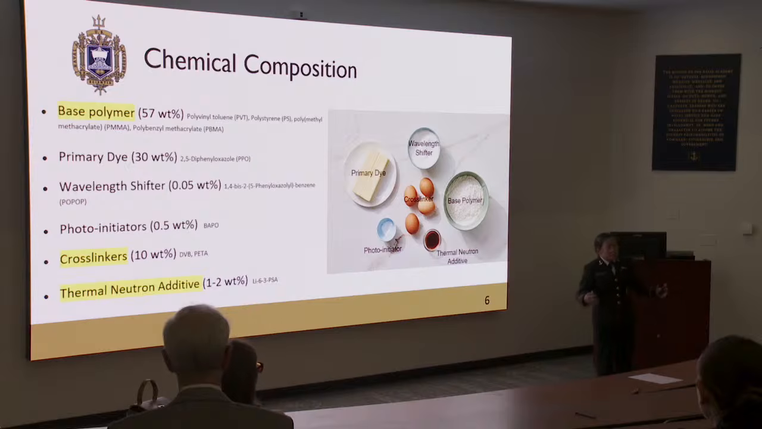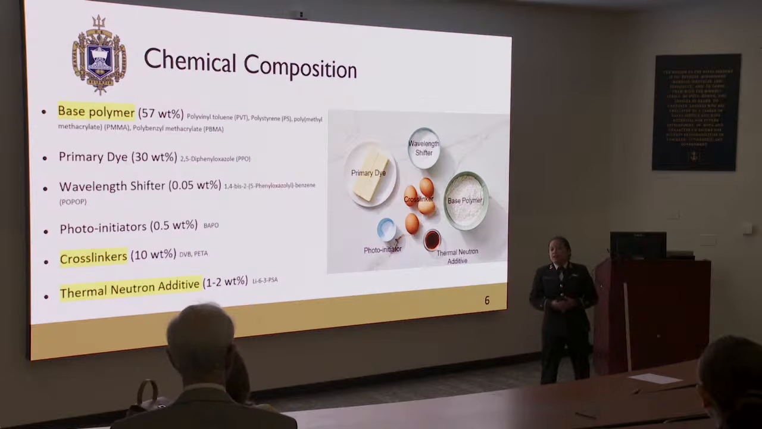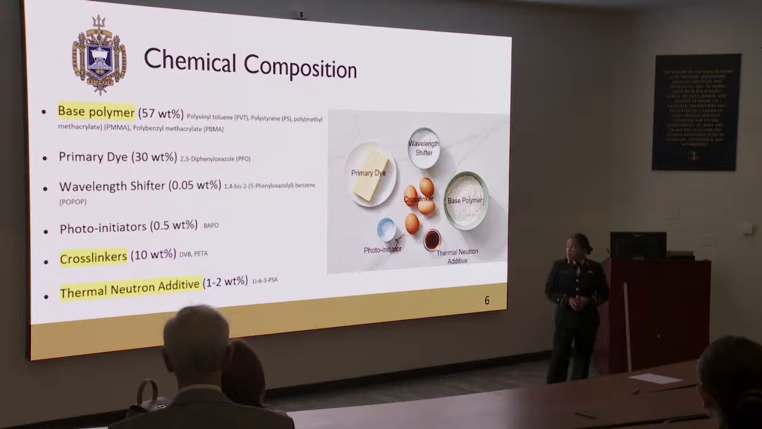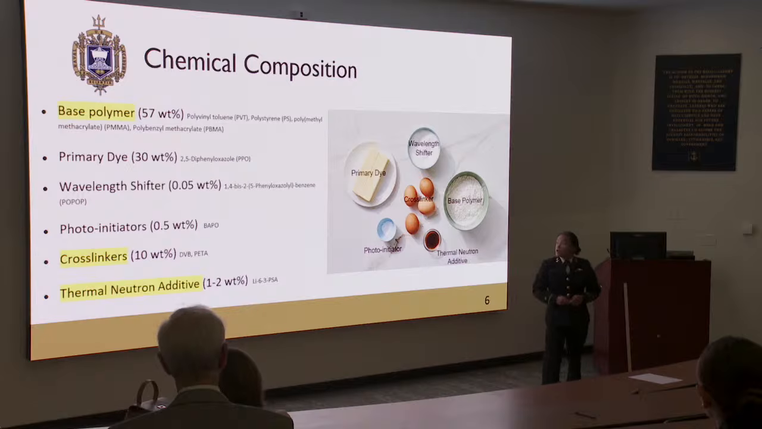Crosslinkers are the chemicals that link the polymer chains together. So to keep your cake ingredients together, you need eggs. So you need crosslinkers for the scintillator to harden. And then lastly, to detect thermal neutrons, we need a chemical that can detect thermal neutrons. So that's our additive. That's our vanilla here.